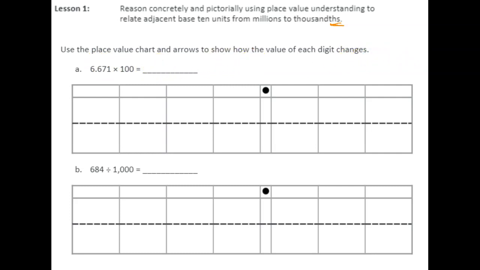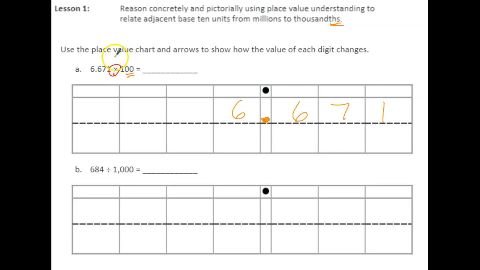The first thing we do, we talked about the 3 steps that we need to do when we are solving these types of problems, when our second factor is a base 10 unit. In this case, our second factor is 100. So the first thing we're going to do is write our first factor on the place value chart. So we have 6 and 671 thousandths. Then we're going to say, well, okay, our operation is multiplication.